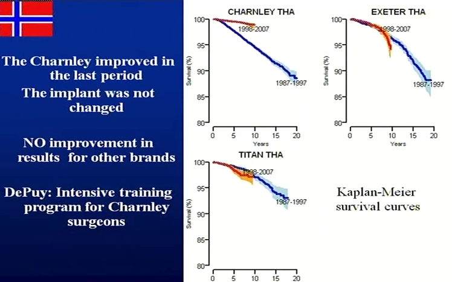And what they did, they retrained the surgeons using the traditional old Charnley total hip arthroplasty in Norway, and all of a sudden could improve that up to an unbelievably good figure, just by focusing on training the surgeons. The implant is unchanged since 30 years. So put it in correctly, then you get a good outcome.